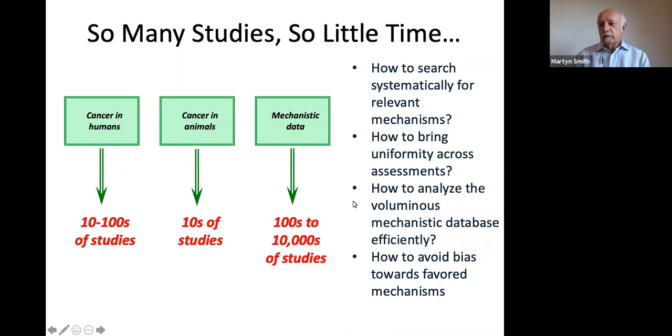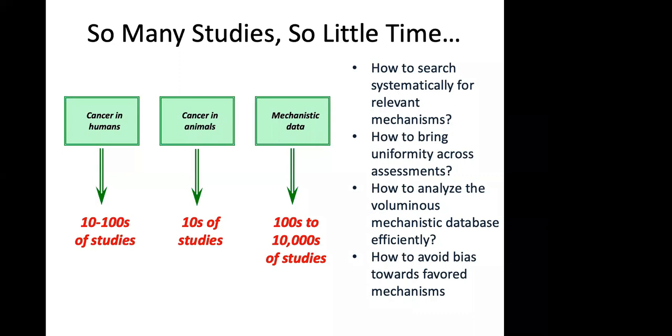And how do you even search for it? So we've been working on search terms and systematic measurements of all these different search terms. We want to bring uniformity across the assessment, so we want to have procedures that people can follow to think about whether this evidence is strong, weak, or moderate.